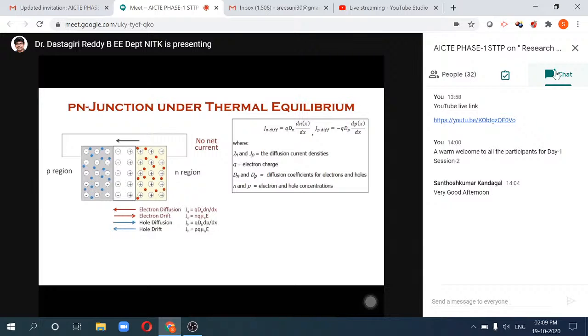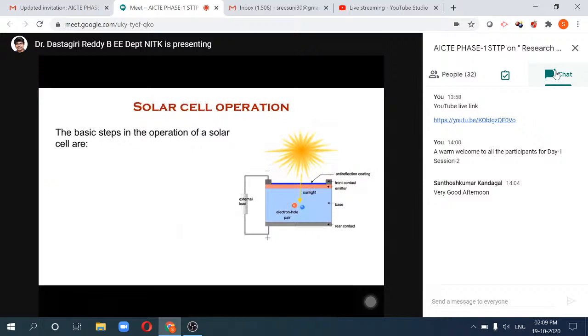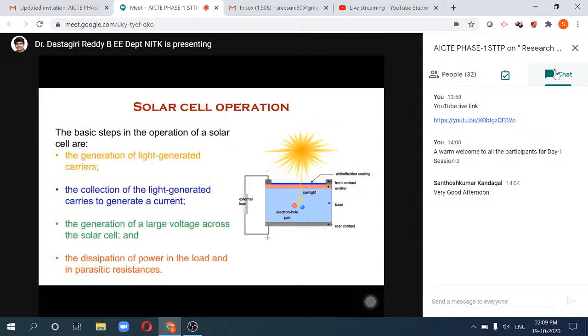So when it comes to solar cell operation, there are basically 4 steps involved. Number one, you have to generate the light generated carriers. That means by using the photon energy available in the sunlight, you have to generate an electron hole pair. So that is what the light generated carriers are. How to generate that one we have already seen. There will be some energy in terms of electron volt, and that will be used for the electron to excite from the valence band to the conduction band. We have seen that one.